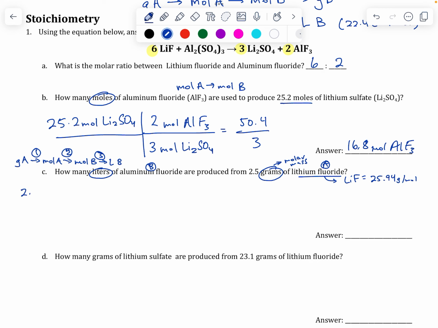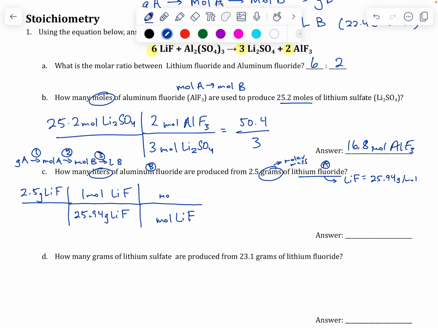So I'm going to start with my grams of lithium fluoride. I know that there are 25.94 grams of lithium fluoride for every 1 mole of it. All right, the only time we have numbers in front of our mole unit here that are not 1 is this step right here, because that's where I'm actually going from moles of A, right, to moles of B.